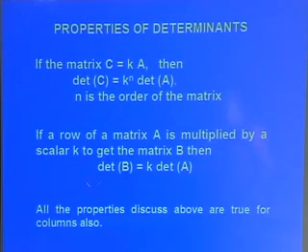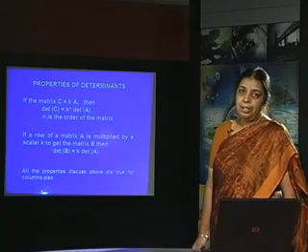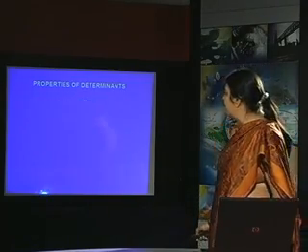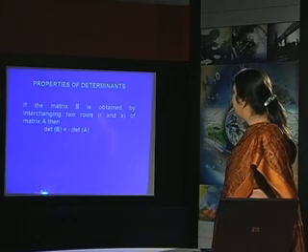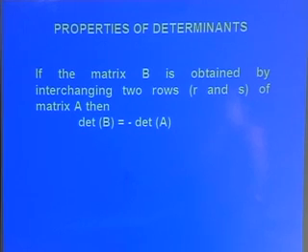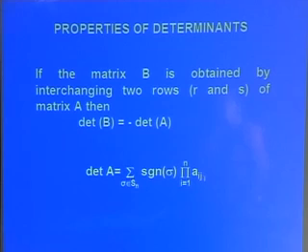Now the properties which we have discussed so far are applicable to rows. We have proved them for rows, but they are applicable to columns also. So all the properties are applicable to rows as well as columns. Now if the matrix B is obtained by interchanging two rows, namely R and S, of the matrix A, then determinant B is the negative of determinant A. That means when you interchange two rows of a matrix, then this minus sign will come in.